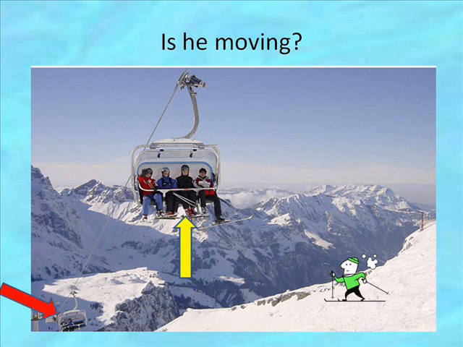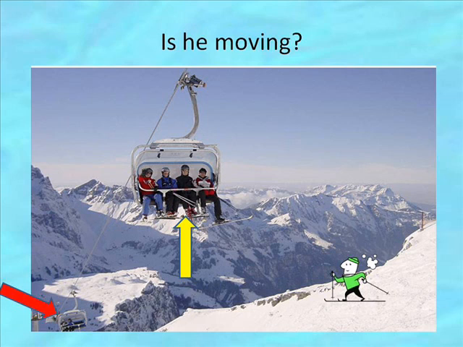Okay, now let's do another one that's a little bit harder. Down farther in another ski lift chair, is the guy in the front one, pointed to by the yellow arrow, moving relative to the people in the other ski lift chair? What do you think?